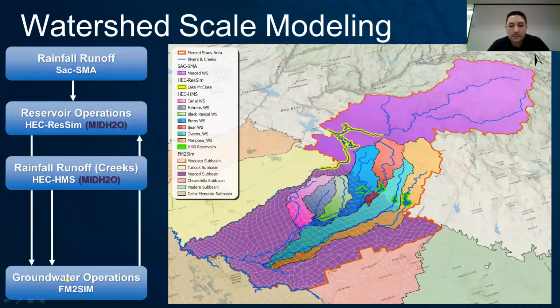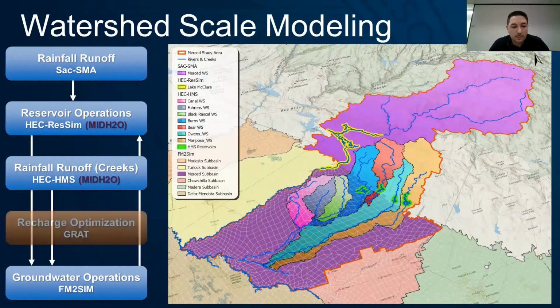So all this right now is set up to do our baseline analysis and also climate change analysis. We can run all the different climate change hydrology through the upper watershed model and down through all these models. But for FloodMAR, there's still one more model that we need to do the FloodMAR analysis, and that is our recharge optimization model. In this case, we're using GRAT, the groundwater recharge assessment tool. And I'm going to go into a little more detail on that model.